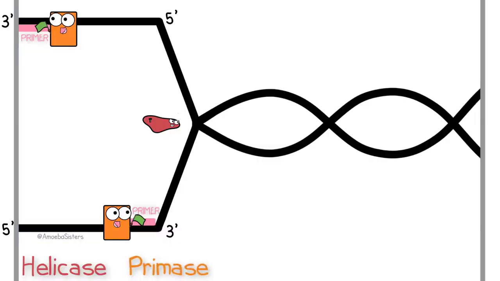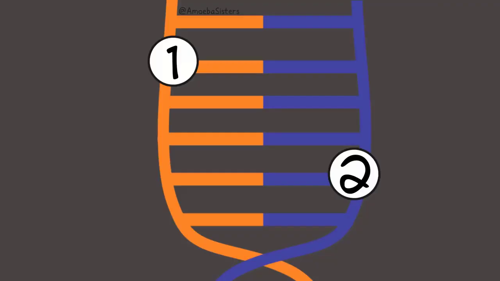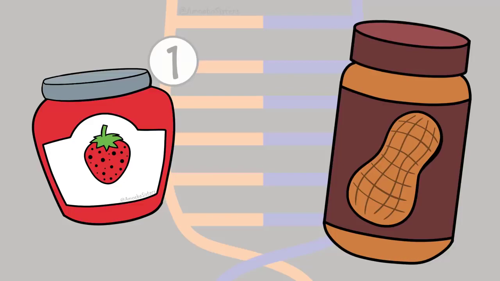This is really important because otherwise DNA polymerase won't know where to start. In comes DNA polymerase. Okay, before we go on, remember how we said DNA has two strands? They're not identical, they complement each other.